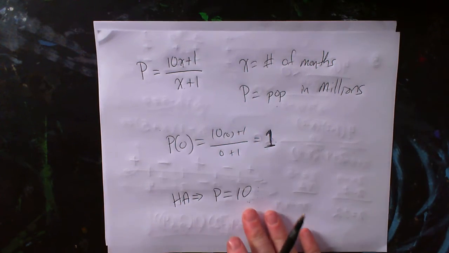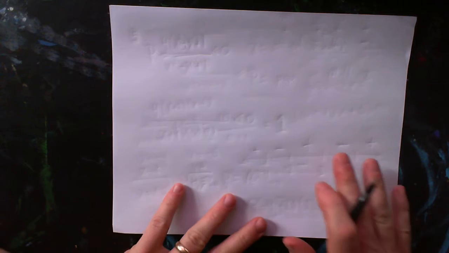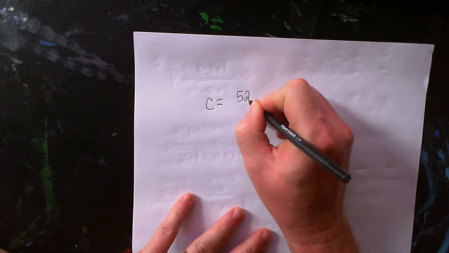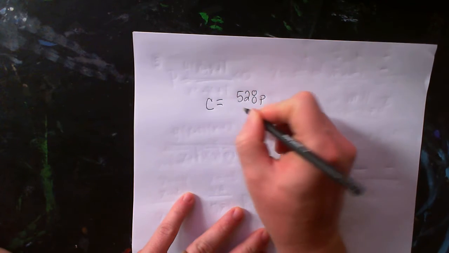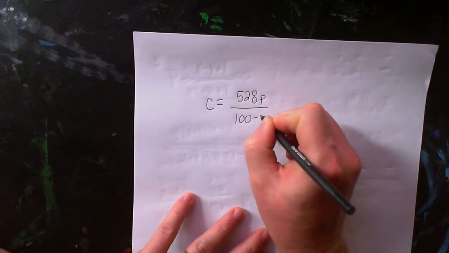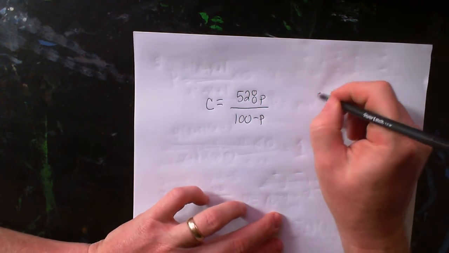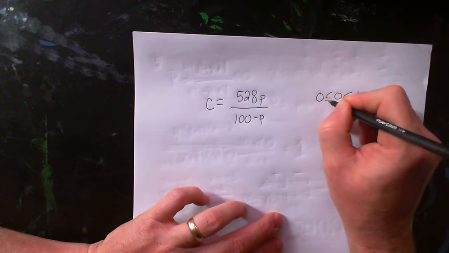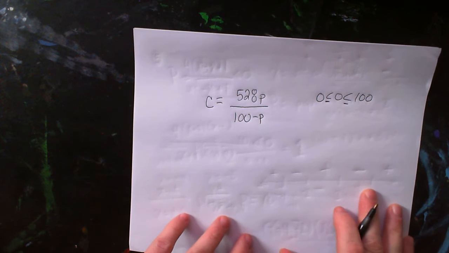Let's go ahead and look at number 7 while we're at it. In number 7, it says that the cost in millions of dollars to the federal government to seize P% of an illegal drug as it enters the country is C equals 528P divided by (100 minus P). And P is a percentage, so it will be somewhere in between 0 and 100.